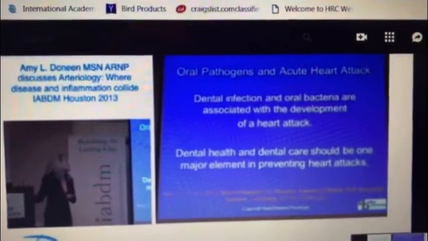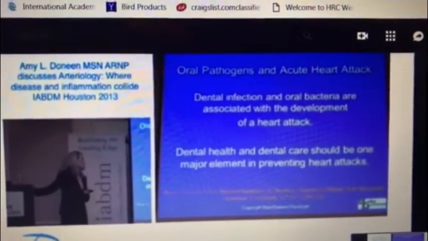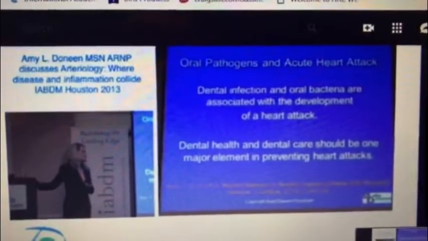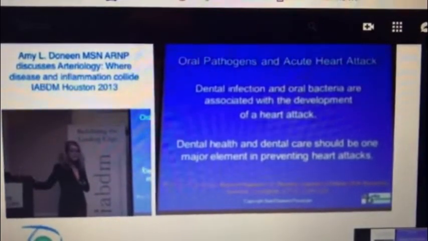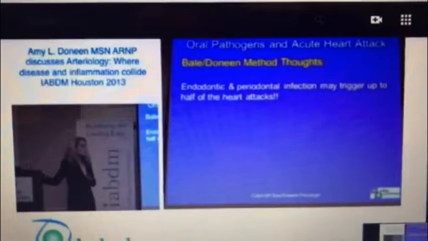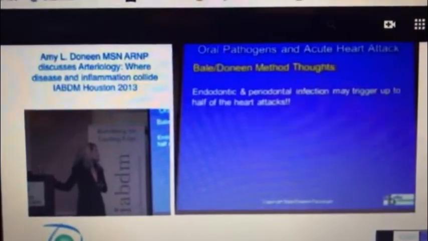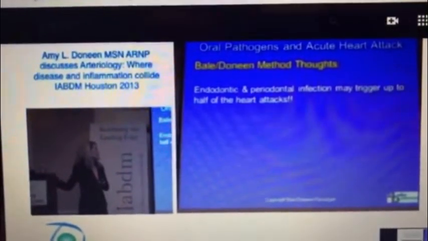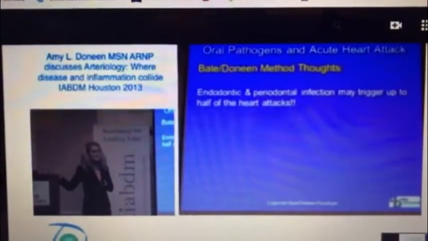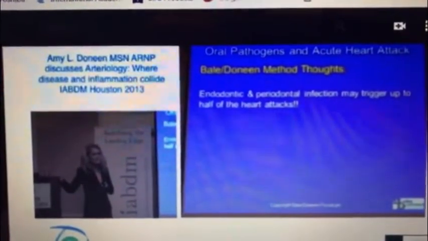Dental infection and oral bacteria are associated with the development of a heart attack, and dental health and dental care should be one major element in preventing heart attacks. It's got to be. Our thoughts about this are so strong now that endodontic and periodontal infection may trigger up to half of all heart attacks based on that data.